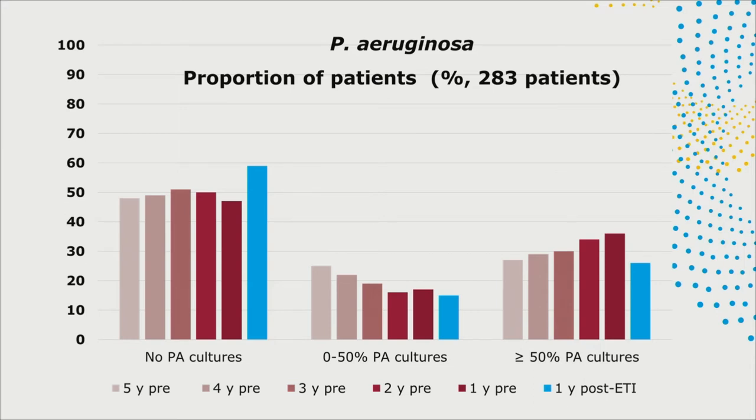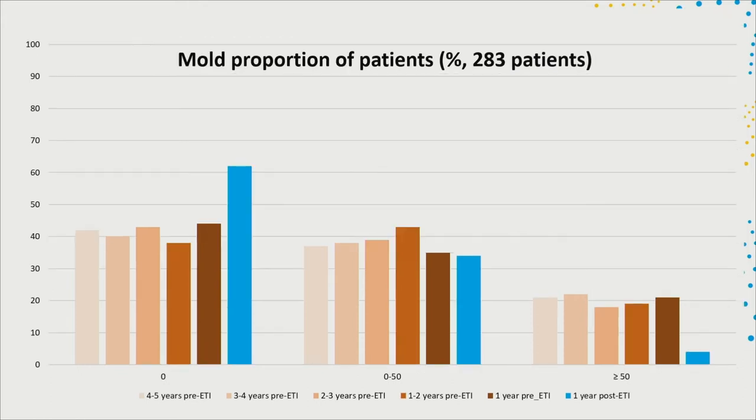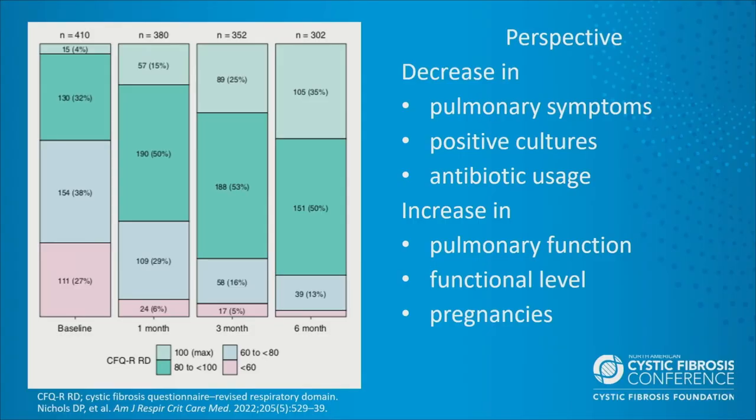And it's the same tendency, but not significant, for Staphylococcus aureus. I would like to add that we don't have MRSA in Denmark as much, so this is MSSA we're talking about. The same for mold, where you can see there's a marked decline in the findings, and we can see that patients with no growth of mold increases significantly.